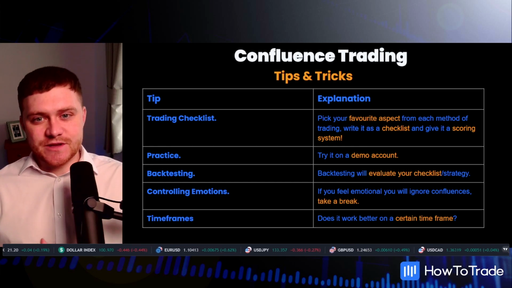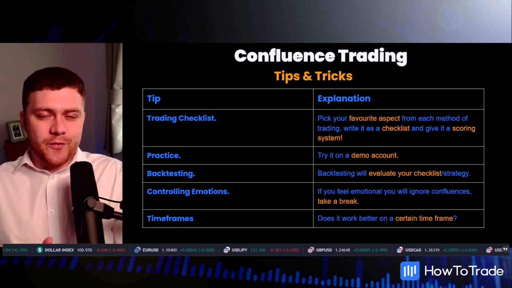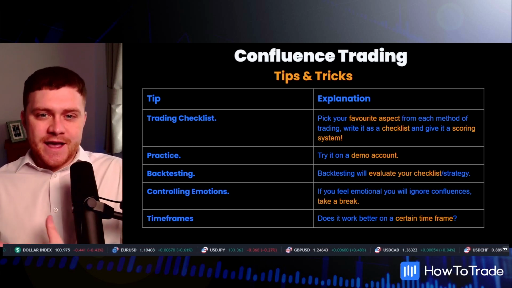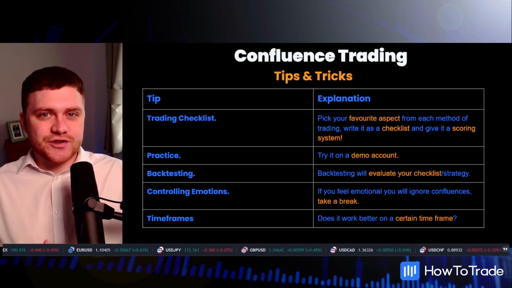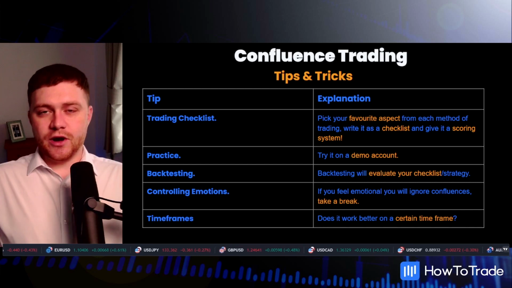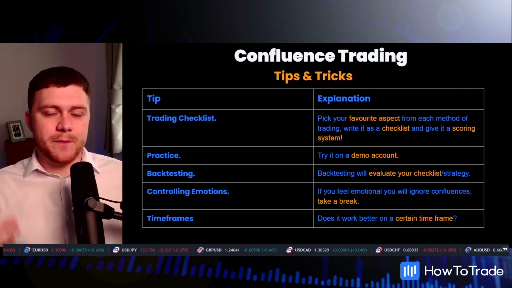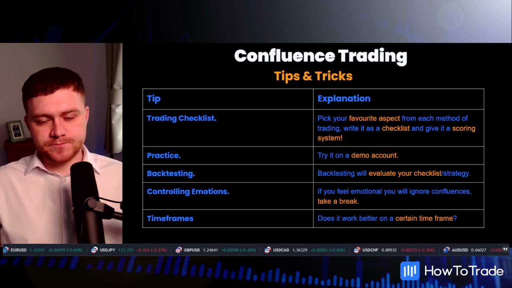Give it a star system. That's what I do. So I normally have about 5 confluences on my trades, and then if 3 of them are ticked off, that's a 3-star trade, so it's okay. But if I can get a 5-star trade, they're the ones which can yield the better returns, or have the best chance of success.